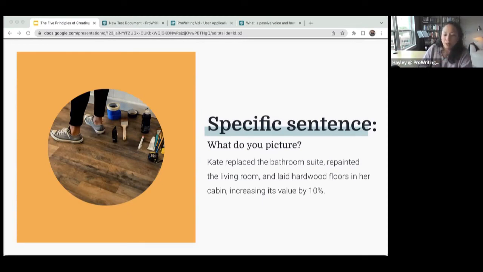But we have a much more specific sentence here where we can kind of close our eyes and picture exactly what Kate's doing. And all of us are going to get closer to what Kate is actually doing than what we did before, where with every single other person, we had a different idea.